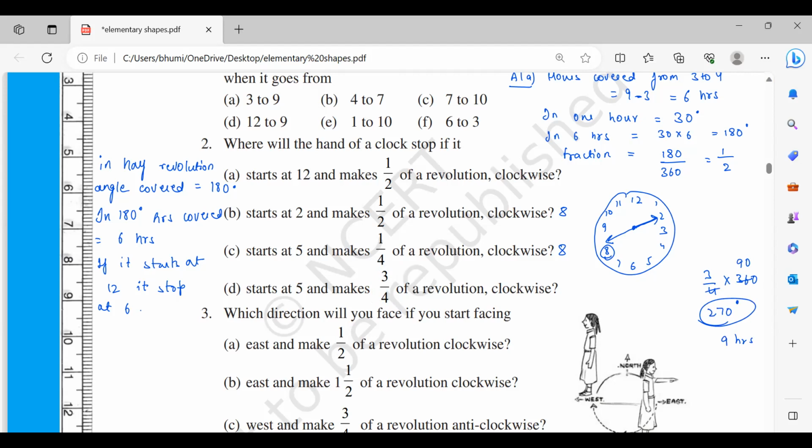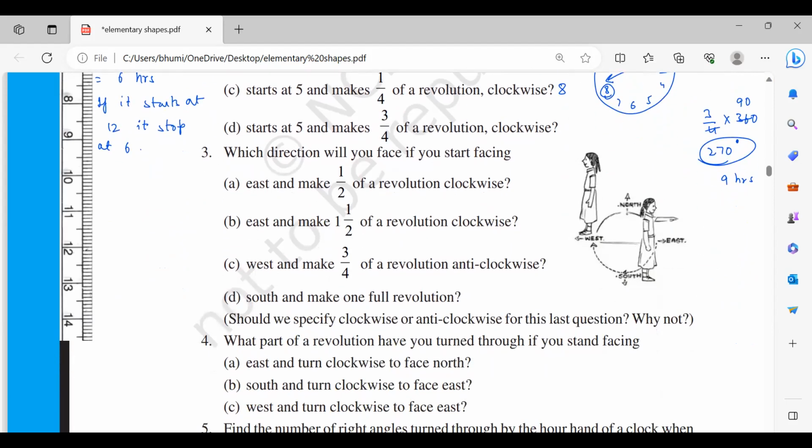Which direction will you face if you start facing east? Now it is the direction question. It is north, south, east, west. If you are facing east, make half of a revolution clockwise. That means you are going here. Now you are facing west.